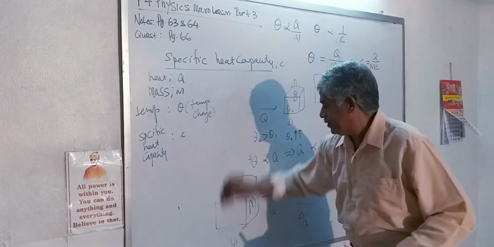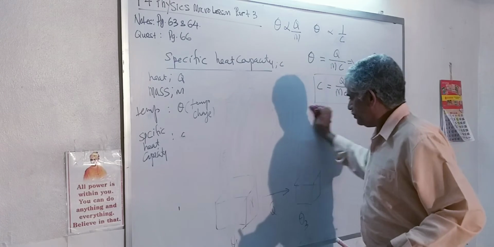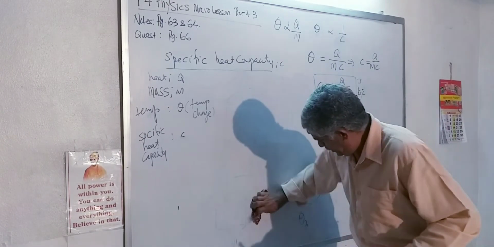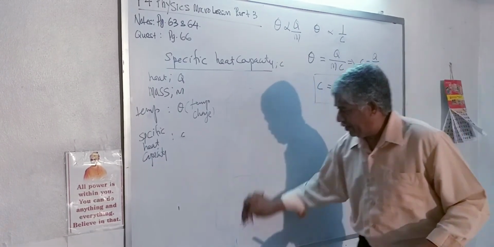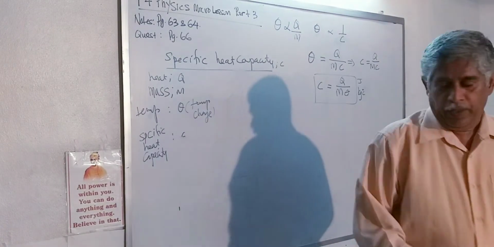Let's take a numerical example. Let's say the specific heat capacity of copper.